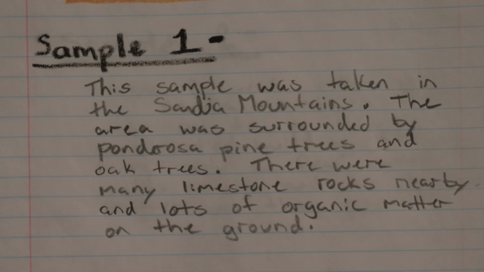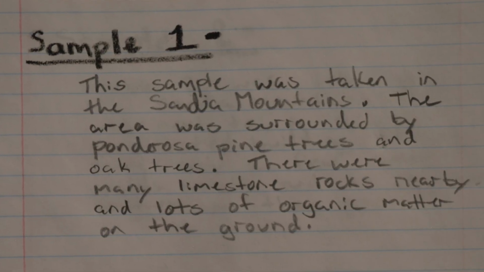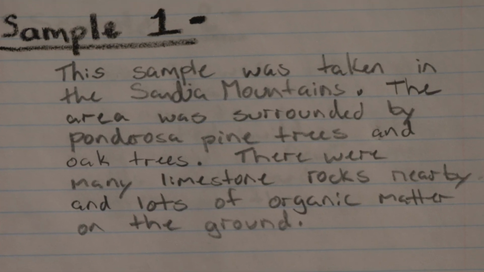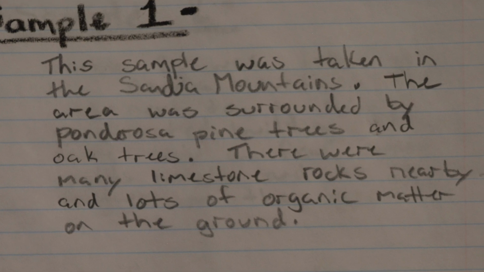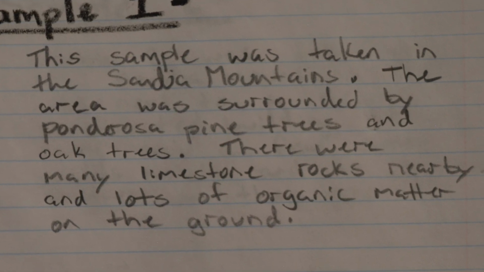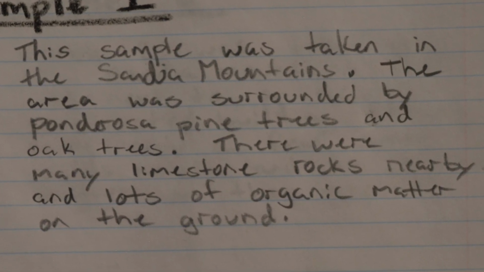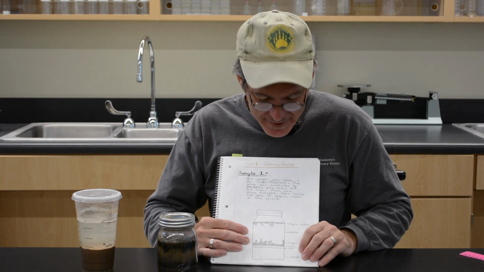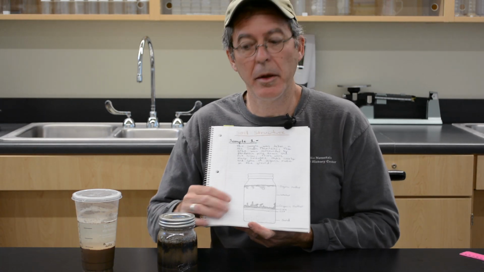So real quick, this sample, sample 1, was taken from the Sandia Mountains. The area was surrounded by ponderosa pine trees and oak trees. There were many limestone rocks nearby and lots of organic matter on the ground, which describes why there's so much here.